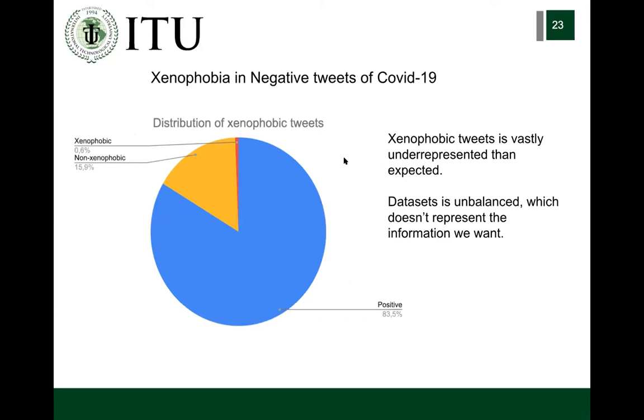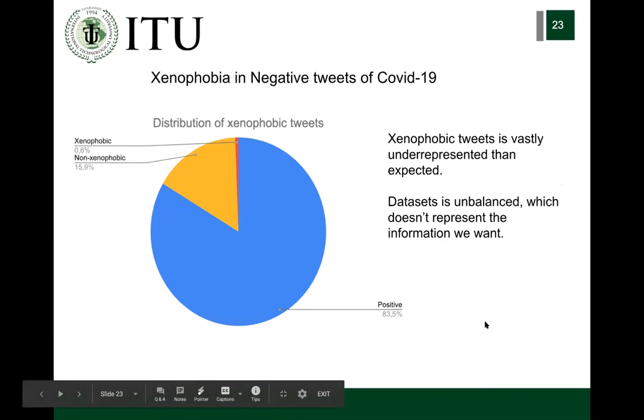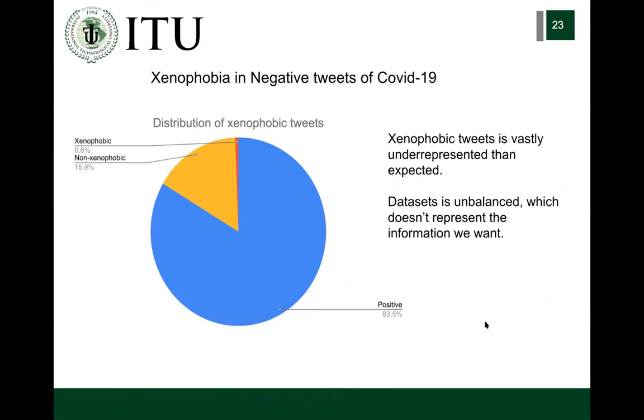The sample we chose here is the distribution of xenophobic tweets of COVID-19. From this pie chart, we can see that xenophobic tweets are vastly underrepresented compared to what we expected. So we thought this dataset is unbalanced, which doesn't represent the information we want.